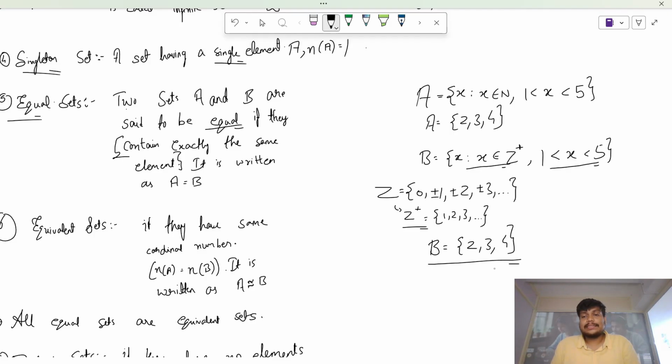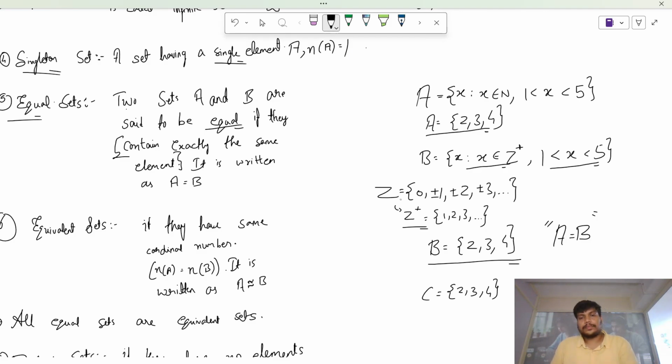Now if I compare set A with B, the elements in A are 2, 3, 4 and the elements in B are also 2, 3, 4. So can I say the elements are equal in both the sets? Yes, we can. Then I can say set A is equal to B. This is how we can write equal sets. If there were one more set C which also gives the same answer 2, 3 and 4, then I can write A = B = C. These are called equal sets.